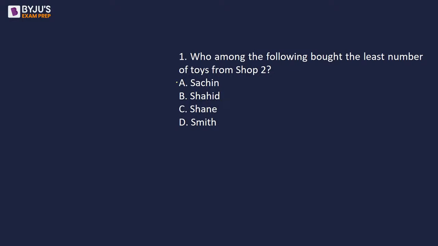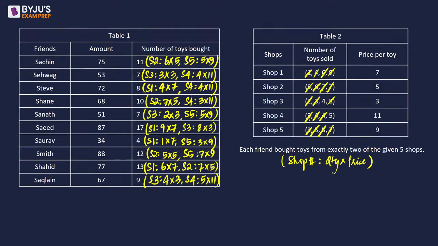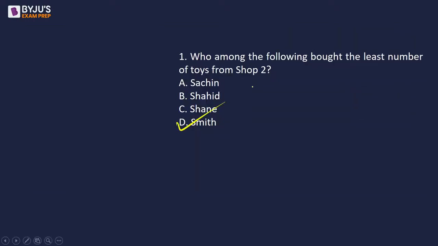Okay. Who among the following bought the least number of toys from shop 2? Shop 2, the least number of toys is 5. So shop 2 ka 5, where do we see? We see here, Smith. Smith bought 5 toys from shop 2. So Smith will be the answer.